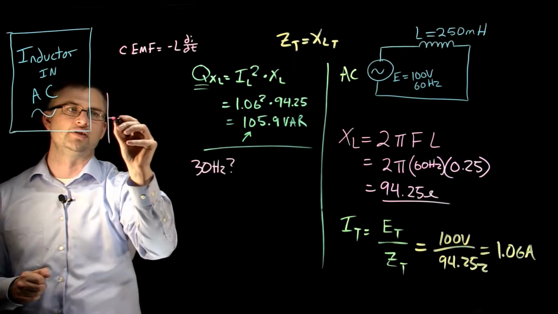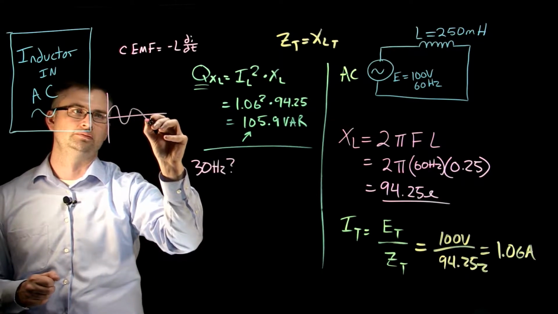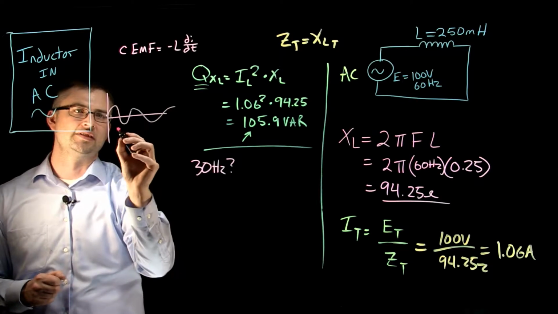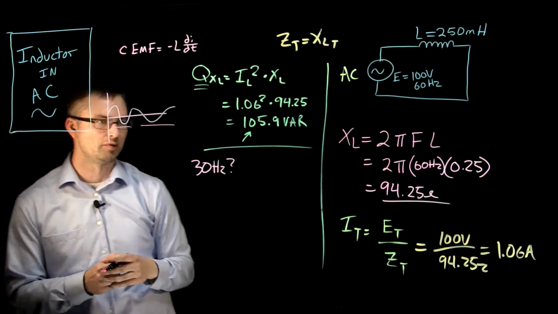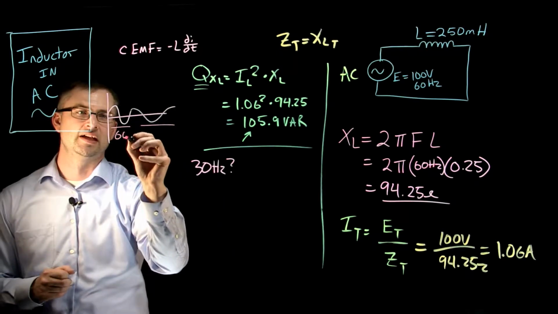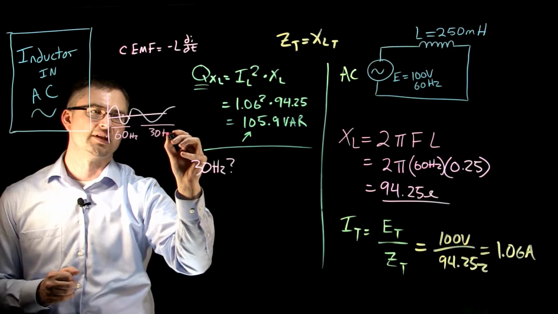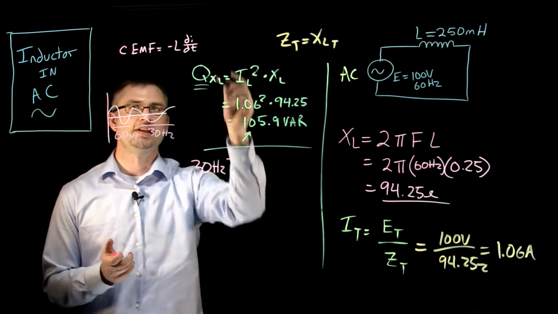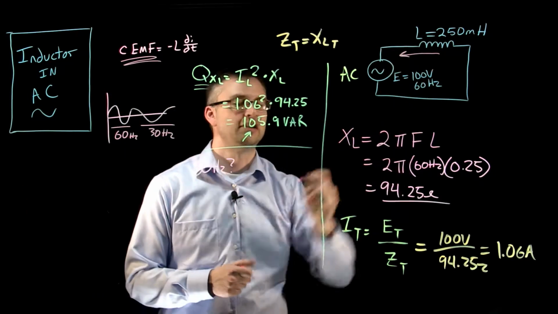So if I could kind of draw that, here we have 60 hertz and here we have 30 hertz. And so it's a much higher rate of change here than it is over here. That's kind of what we're doing. We're going from 60 cycles per second down to 30 cycles per second. And the rate of change decreases, and so therefore the counter EMF generated by the coil will decrease as well.